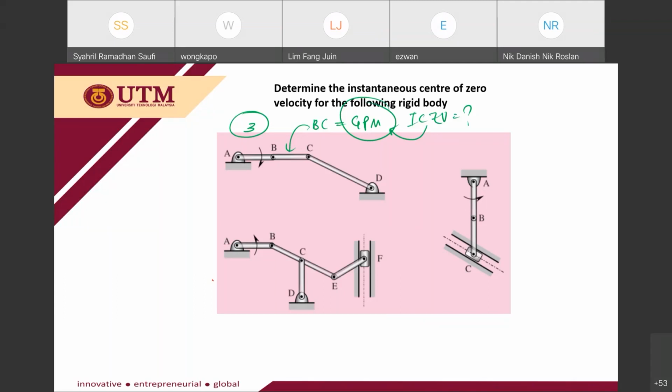Where do you think the center of zero velocity is? C and D. Sorry? C and D. C and D?